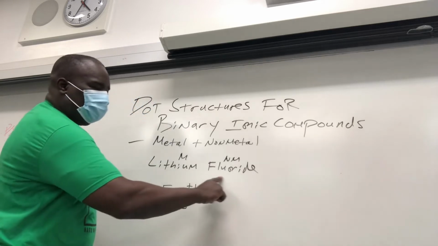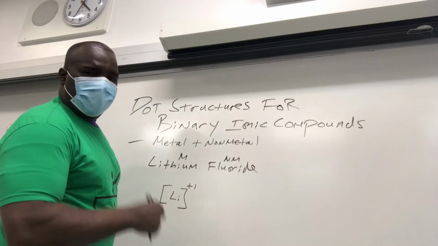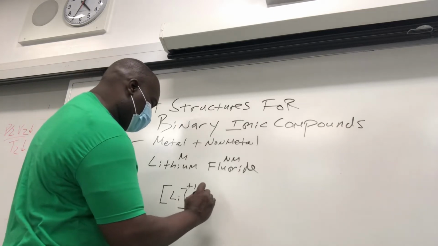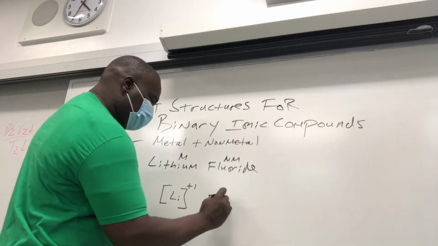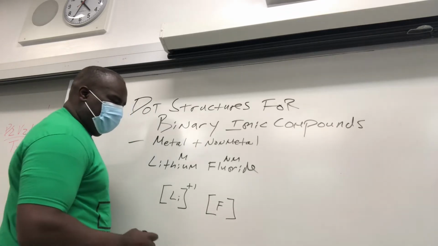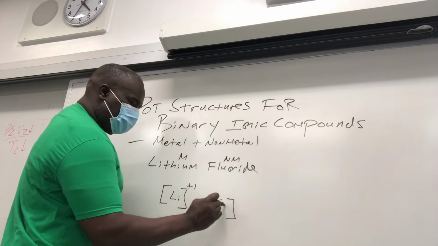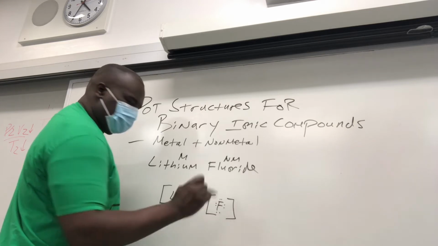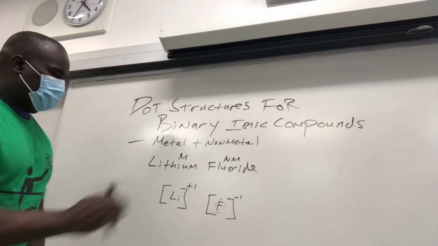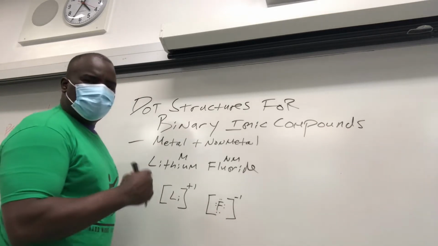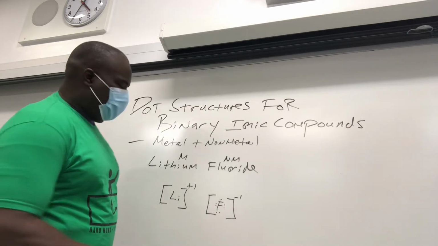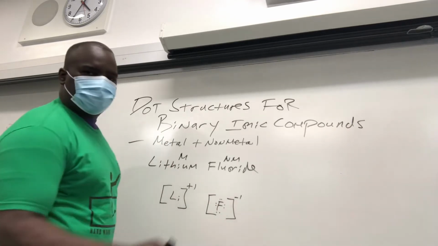Alright, now fluoride is a negative non-metal fluorine ion, so no problems. You put your bracket as before, you put your F, that's your kernel, and you put 8 dots around it, and don't forget your charge, bam, and you're done. That's lithium fluoride. Now, when you're doing your dot structures, your charges must be balanced, people. This is a nice 1-to-1 ratio, charges are balanced, right?